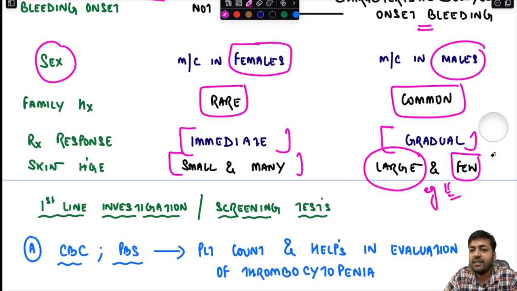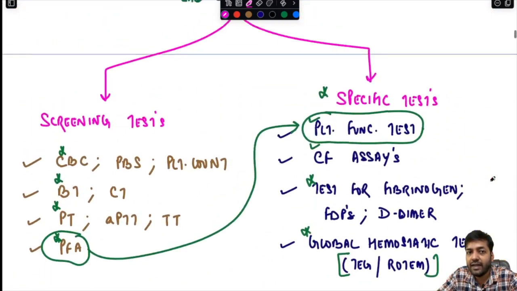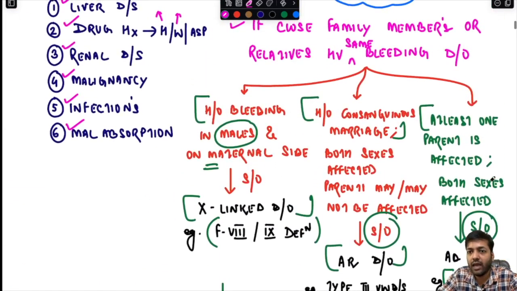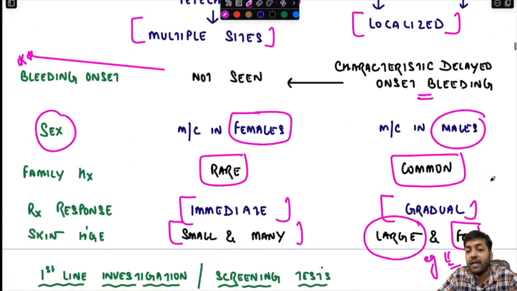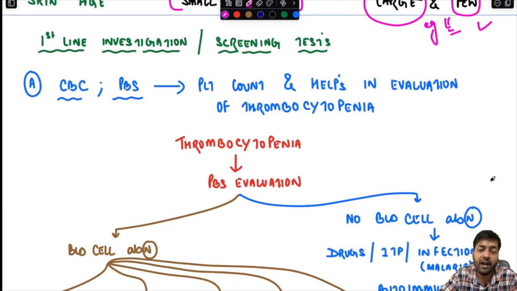Okay, so with this we have completed the first part of the lecture, wherein you have got a basic idea as to how to approach a case. Now we are going to go into the individual laboratory tests. The first line of investigation are the screening tests, so let us look at the screening tests.